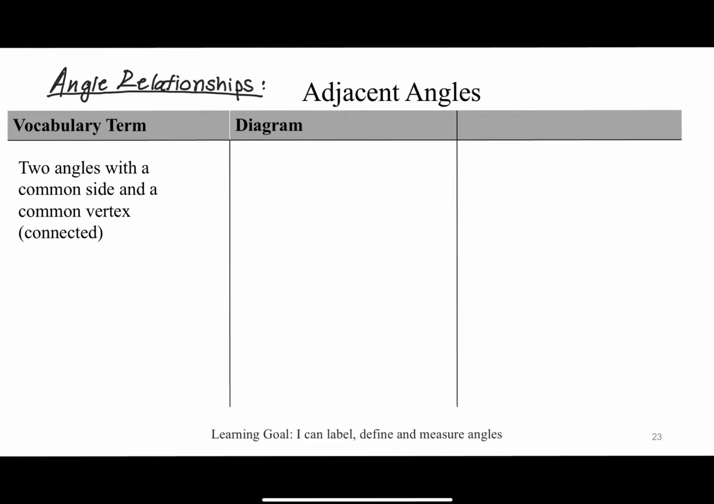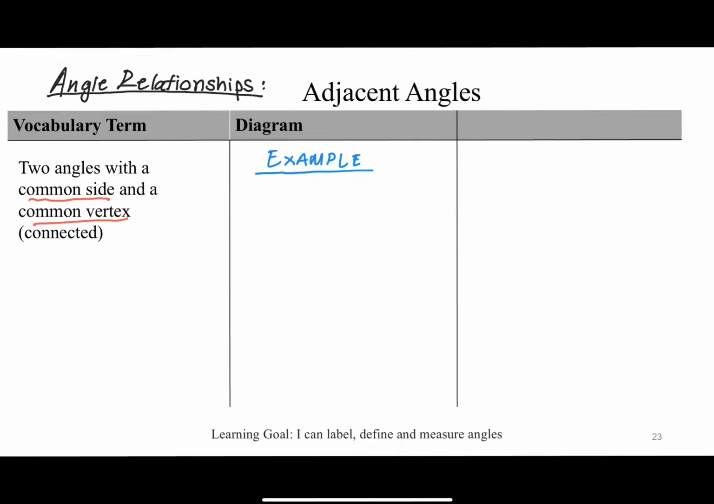So now that we've learned what the different angles are and how to measure these angles, let's start talking about some of the angle relationships between multiple angles. And the first type of relationship we're going to talk about is what is known as adjacent angles. And so our definition for adjacent angles are just two angles with a common side and a common vertex.